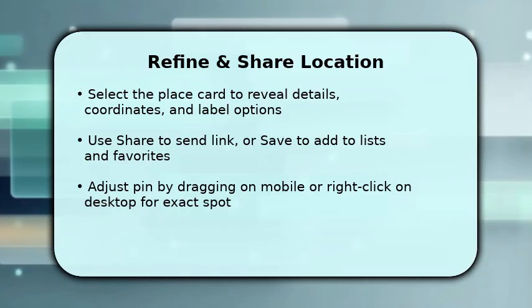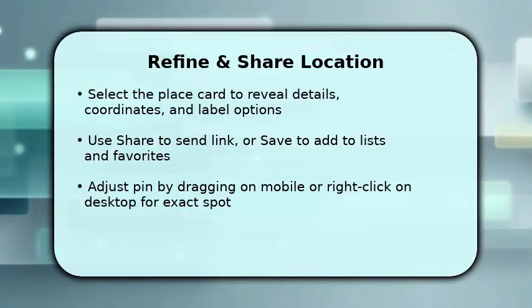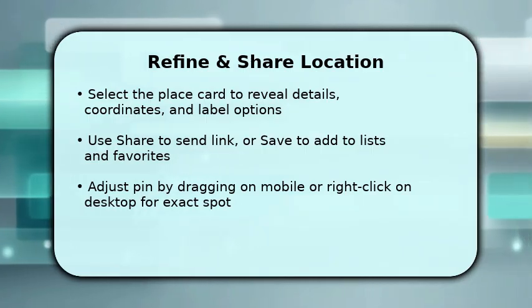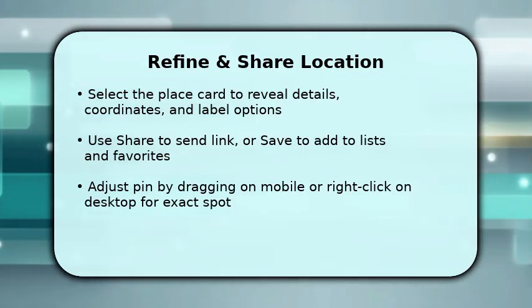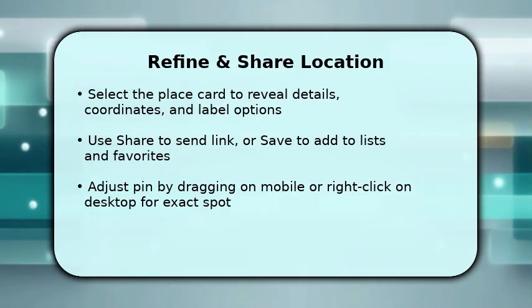If the pin needs nudging, drag it on mobile or right-click on desktop to choose What's Here, which gives exact lat/long. Use Save to add it to a list for future access, or tap Share to copy a short link that recipients can open directly. Make sure to check the preview before sending so they arrive at the right spot.